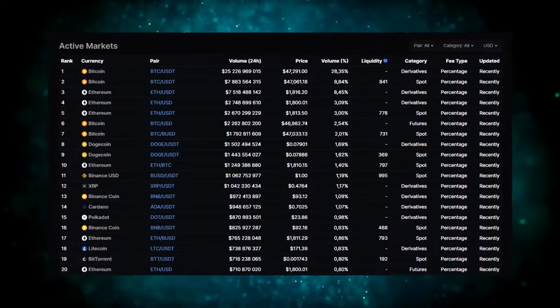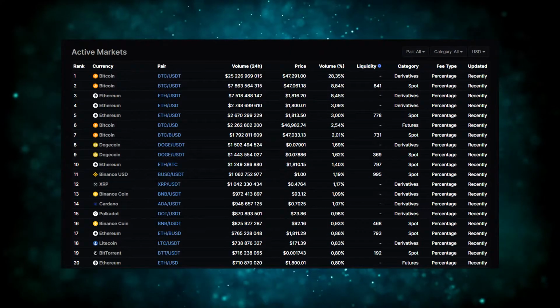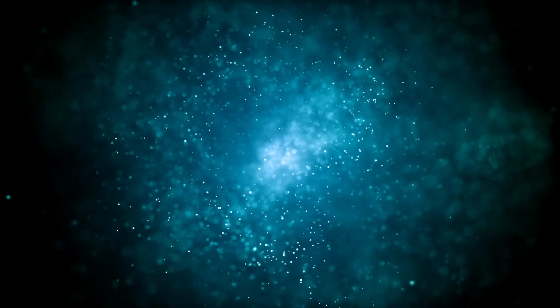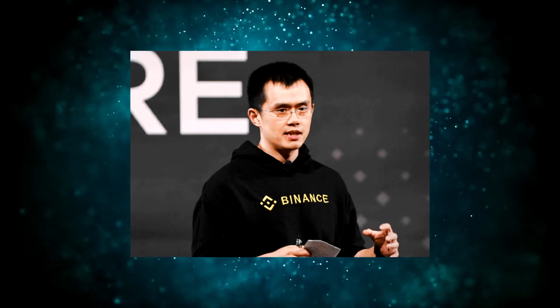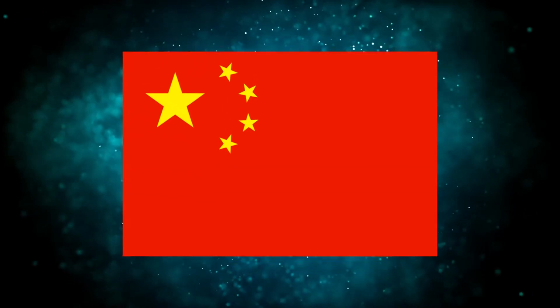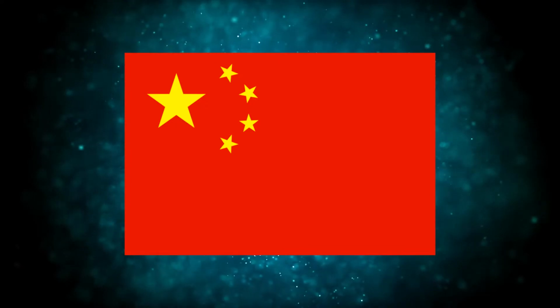Binance is a cryptocurrency exchange that provides a platform for trading various cryptocurrencies. As of January 2018, Binance was the largest cryptocurrency exchange in the world in terms of trading volume. Binance was founded by Changpeng Zhao, a developer who had previously created high-frequency trading software. Binance was initially based in China, but later moved out of China due to China's increasing regulation of cryptocurrency.